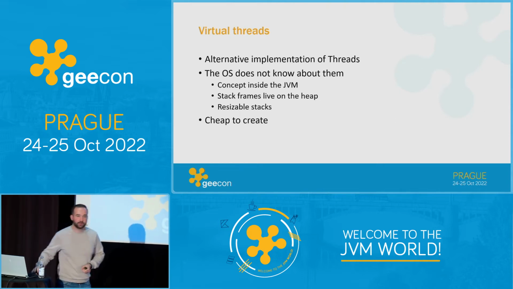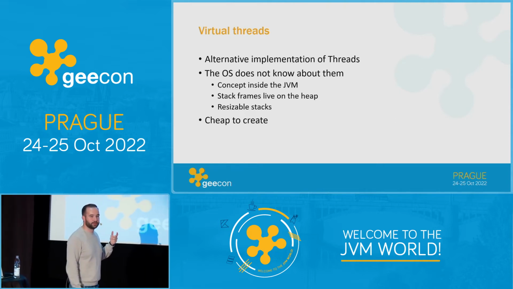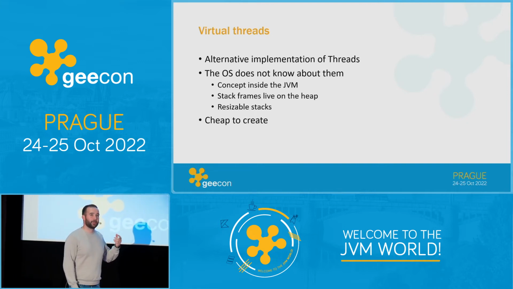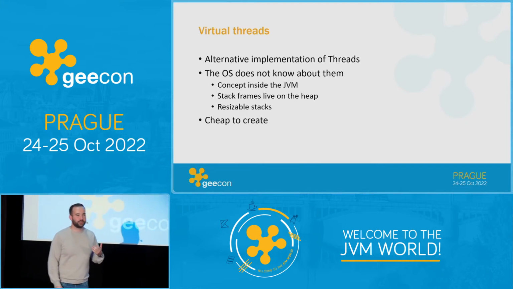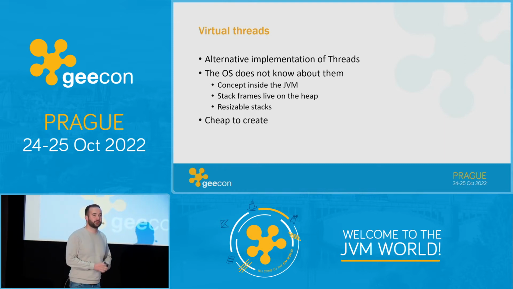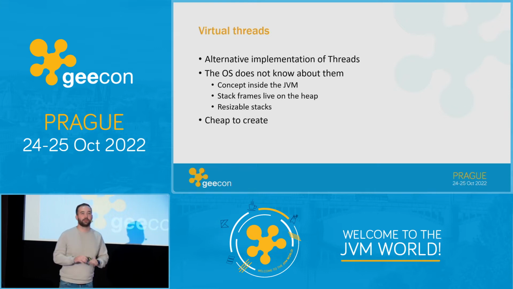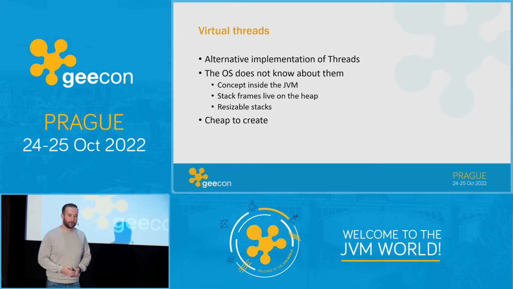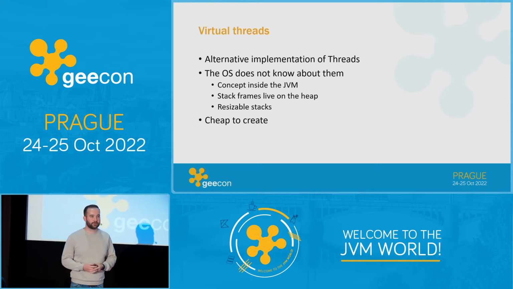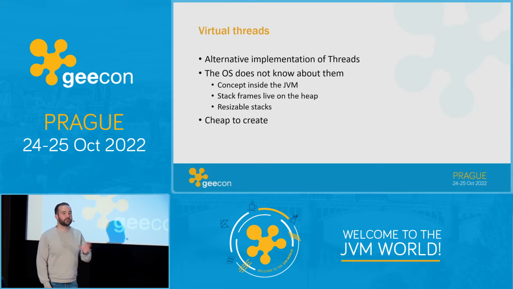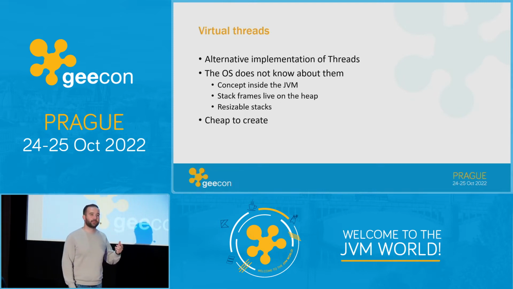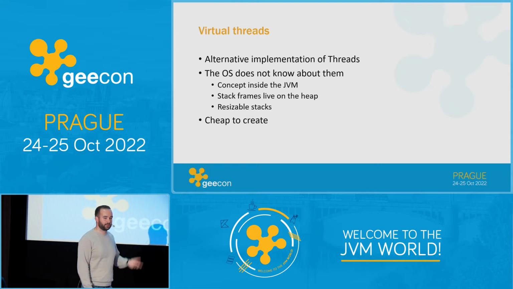A virtual thread is nothing more than just an alternative implementation of the thread class. So it's just a concept that lives inside the JVM. So when we later on will create a virtual thread, there is no call being made to the operating system. The operating system doesn't know about them. So now we don't have to make this very expensive call, which is the first improvement. And because they are just a concept that lives inside the JVM, we also don't have to allocate the memory, or the operating system doesn't have to allocate that memory, because we will just do it inside the heap.